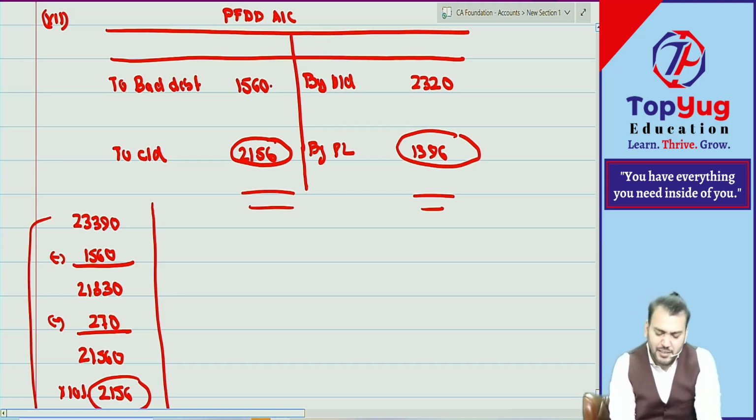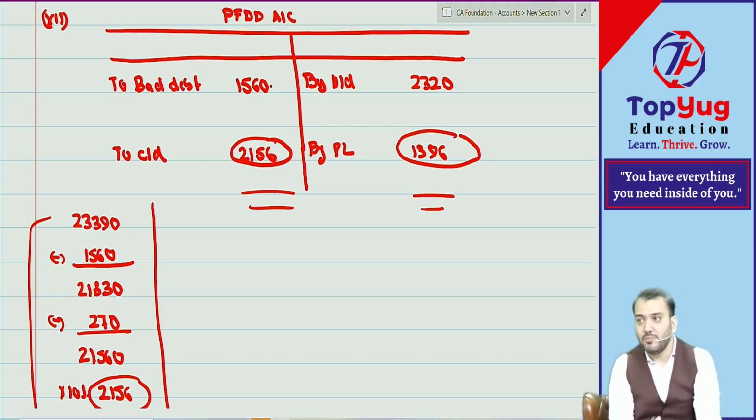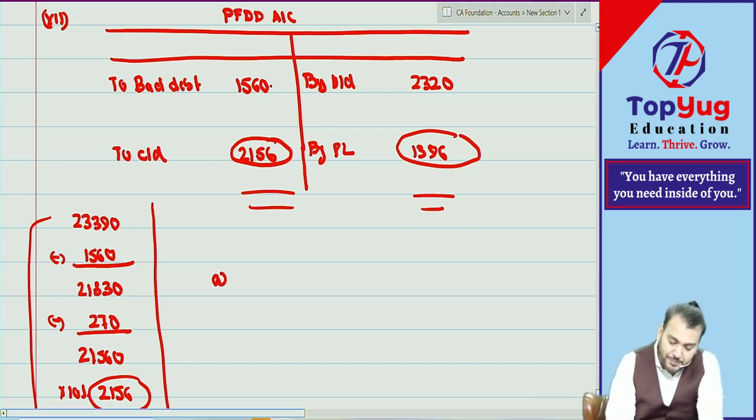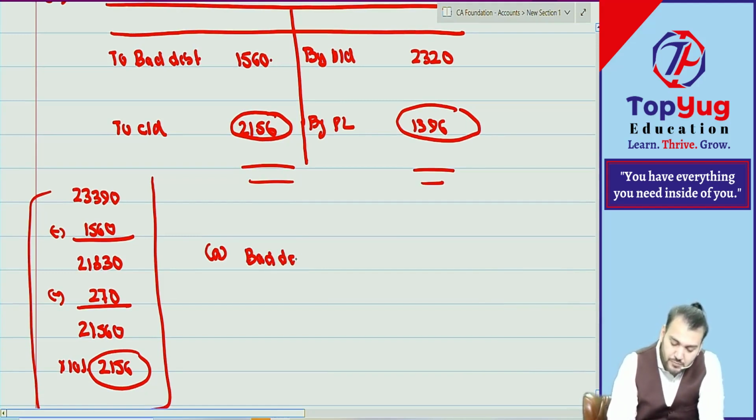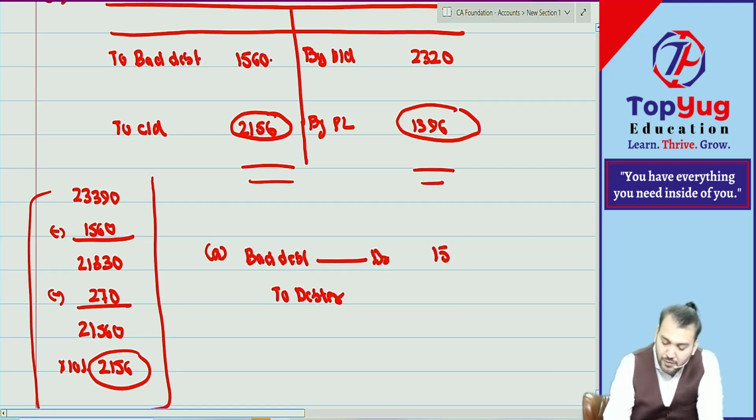I have explained it in this way, but you need to pass the journal entry. What will be the first journal entry for bad debt? Bad debt account debit to debtor. How much? 1560.